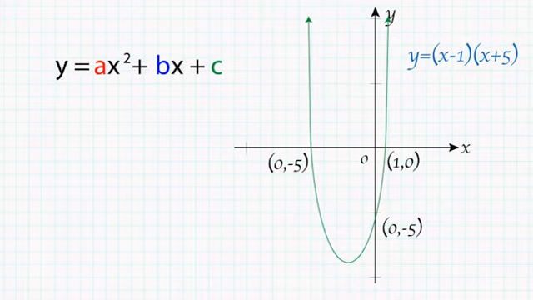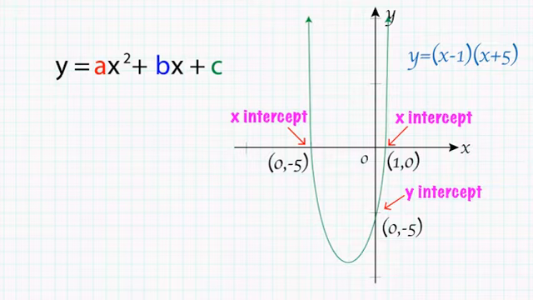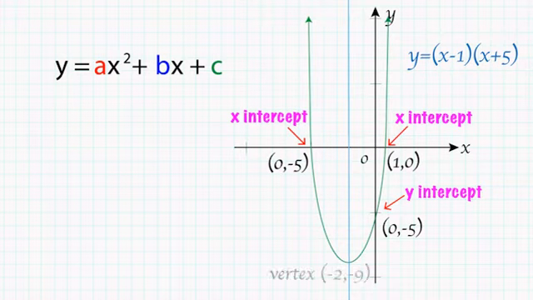The points where the parabola cuts the axes are called intercepts. This is the y-intercept, and these two are the x-intercepts. A line that cuts the parabola into two equal parts is called an axis of symmetry, and as you can see, the point where the parabola meets the axis of symmetry is called a vertex.